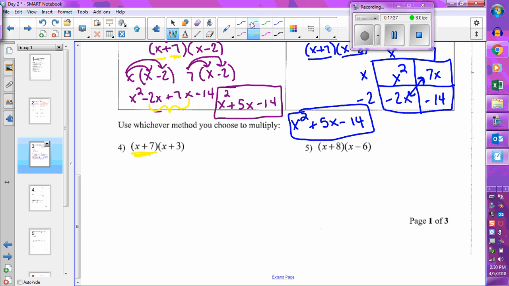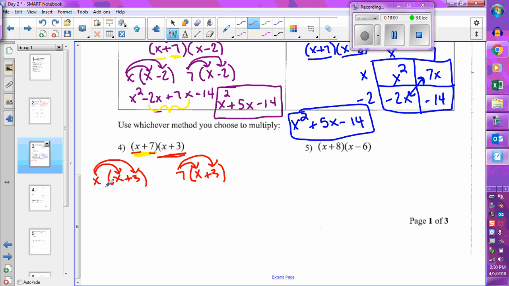So let me get another color here. All right. I take my first one, which is my x, and I do x times this whole thing, x plus 3. Then I take my 7 here and multiply it times my whole thing, so I do 7 times x plus 3. So now I get to distribute my x's. Okay, now I get to distribute my 7s.